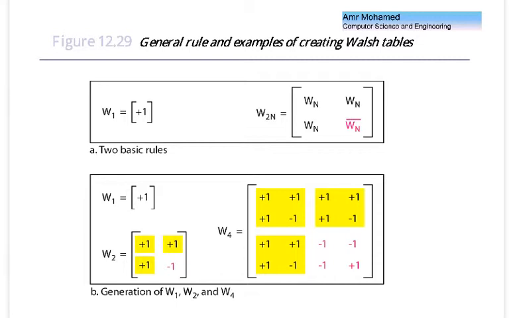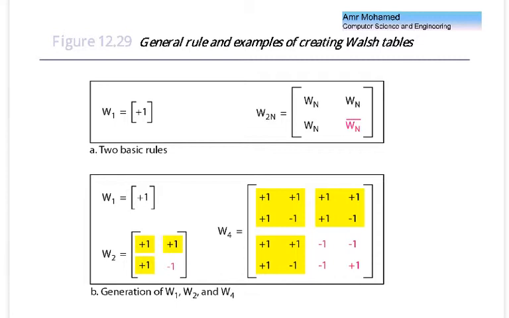Again, as you can notice, the W is always a power of 2, right? So I cannot construct, for example, W3. It's always a power of 2. That's why N, the number of stations, has to be a power of 2, 2 to the power of something.